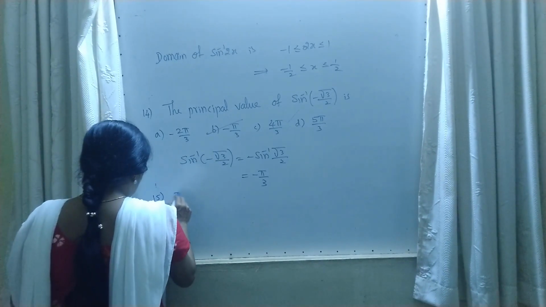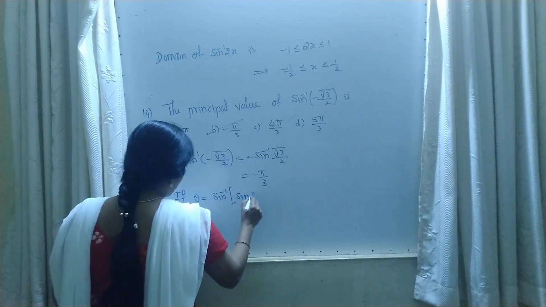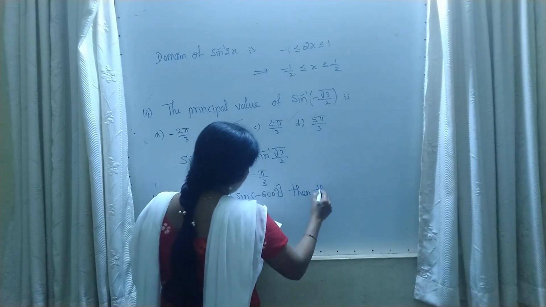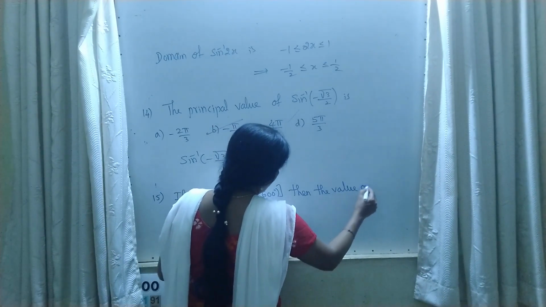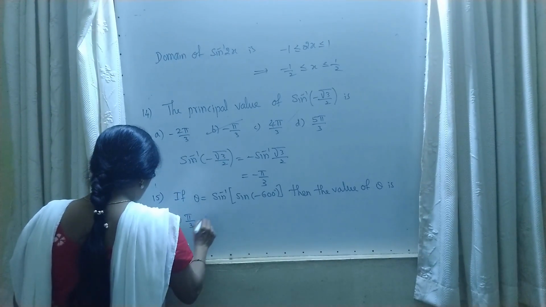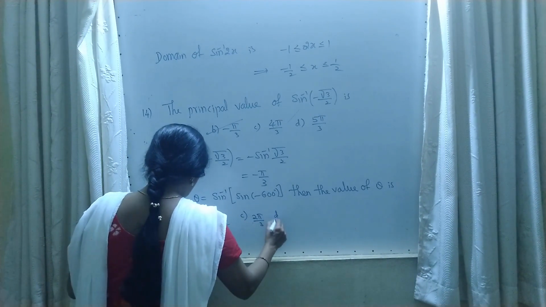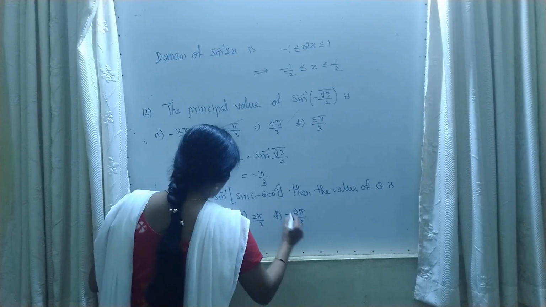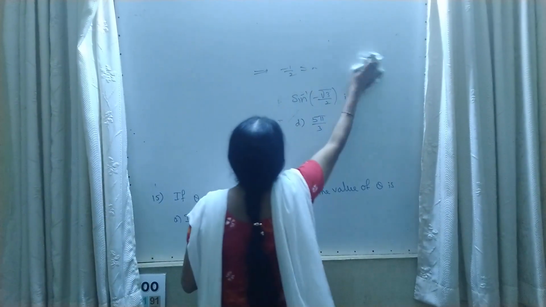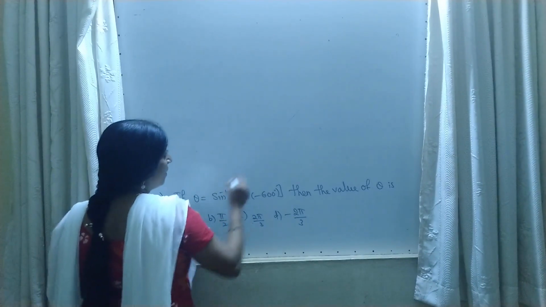Next question. If theta is equal to sin inverse of sin of minus 600 degree, then the value of theta is: pi by 3, pi by 2, 2 pi by 3 and minus 2 pi by 3. Remember students, again it is in the form of sin inverse of sin x form, but minus is there. First we have to convert.